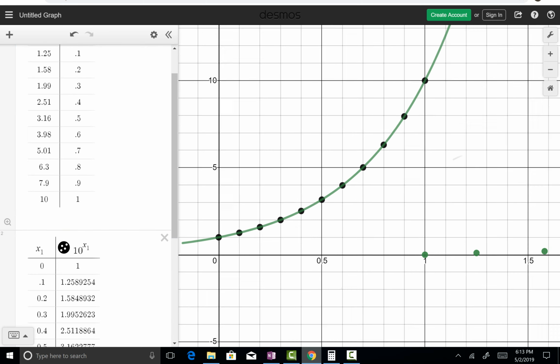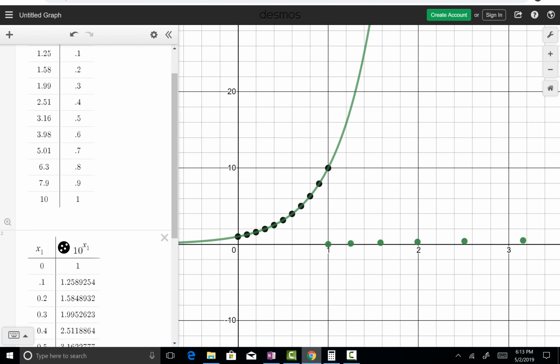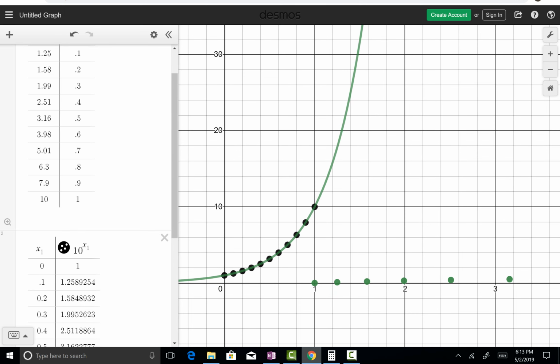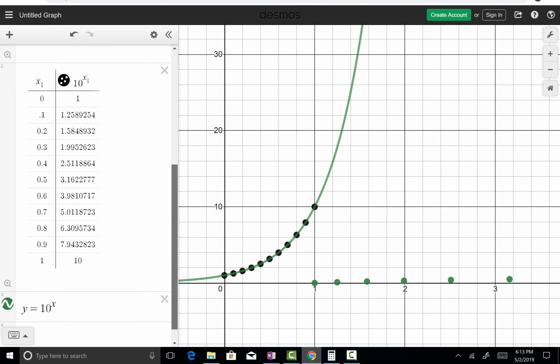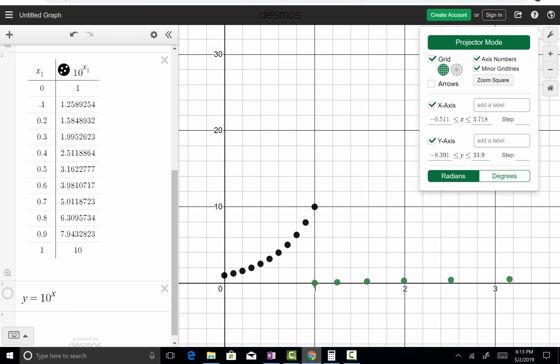Okay, so now that I have this graph, I might have to change my window again, right? Because obviously I'm going to get different things. So first of all, let me turn off this. I don't really want that on. And go back into here.